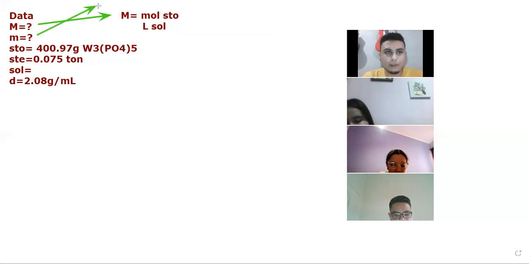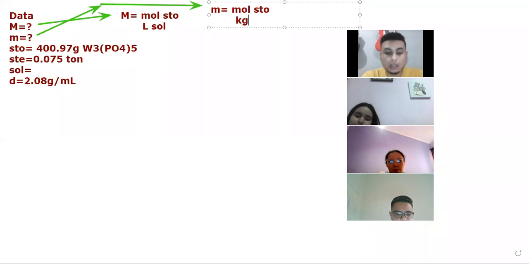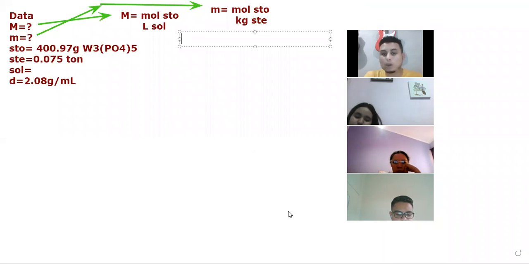We have another formula here, that is the molality. The molality is almost the same. Molality is equal to moles of solute over kilograms of solvent. That's it. These are the two formulas. But if you remember, we have one more, and that is solution is equal to solute plus solvent. And that's it. That is all.